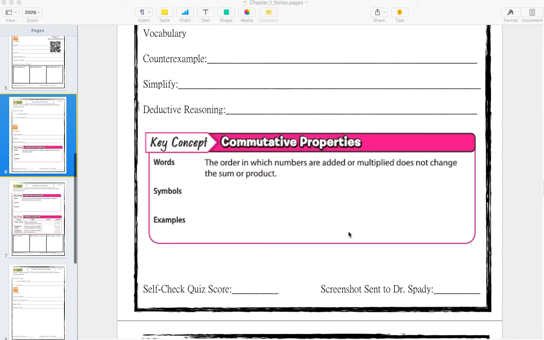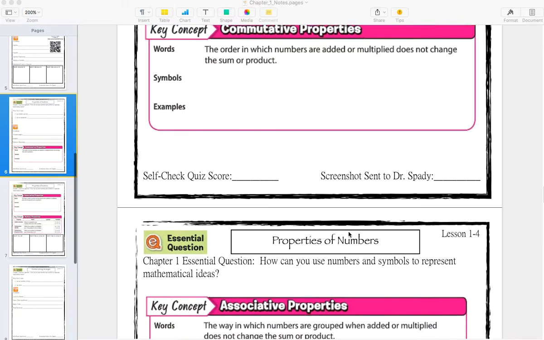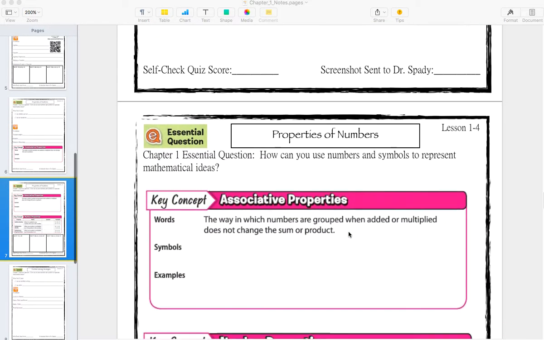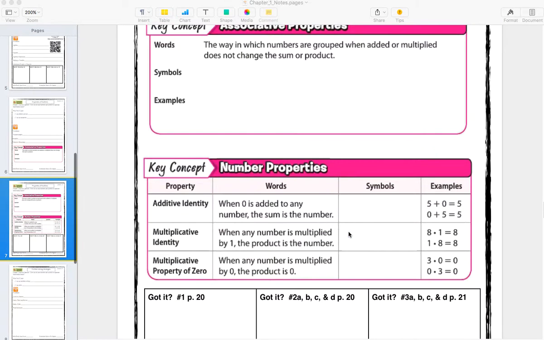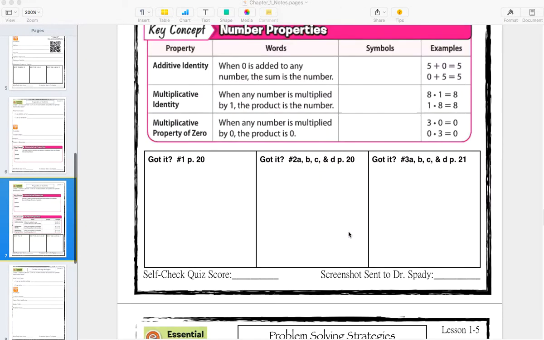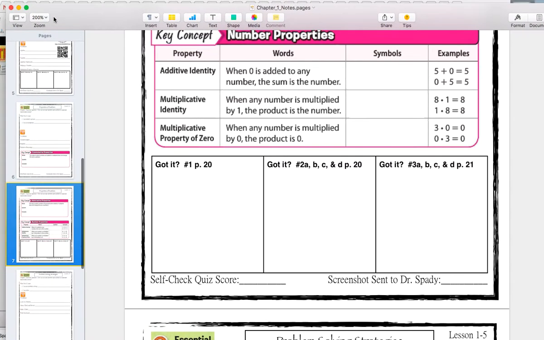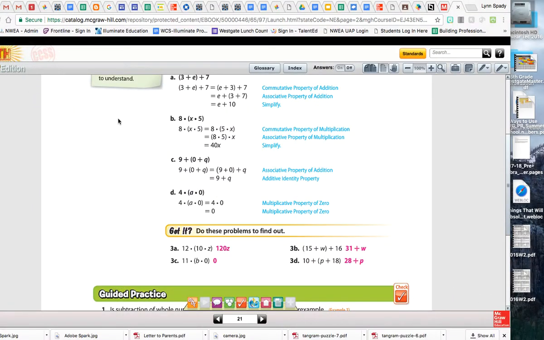So I'll go to the textbook in just a second, but this lesson actually has 2 pages, and again, you're going to be filling in the key concept boxes using your textbook. I still have a few problems that we're going to look at together from this lesson, so please make sure you fill those out as we go through this video.